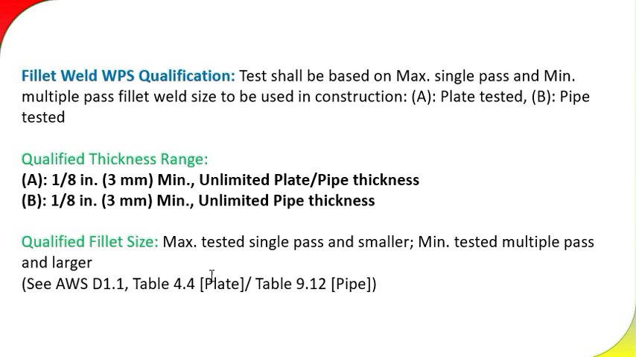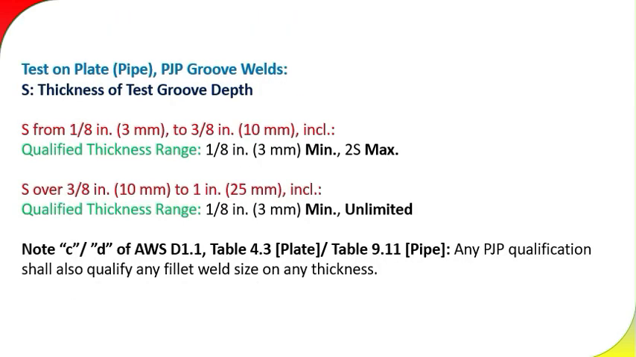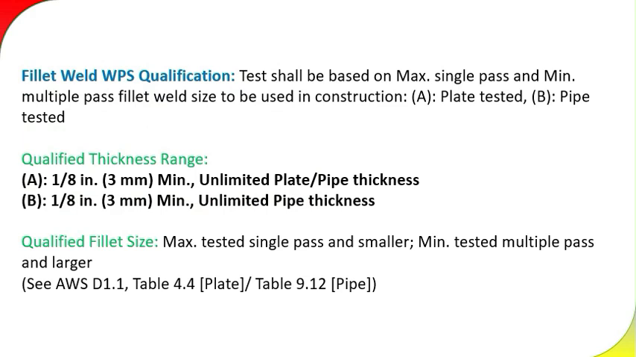So you can find this in AWS D1.1 table 4.4 for plate and table 9.12 for pipe. So this is the position. This is the guide. So this is the guide for fillet weld WPS qualification, qualified thickness range, and qualified fillet weld size.